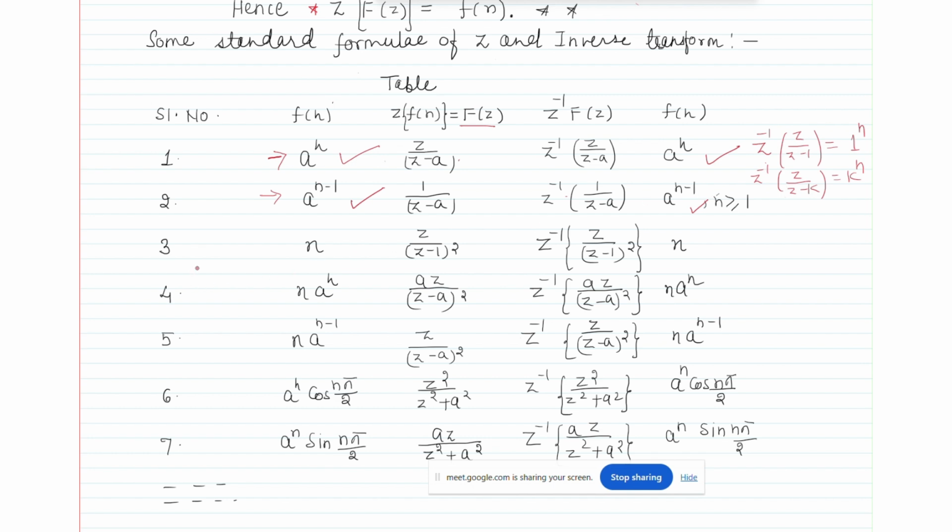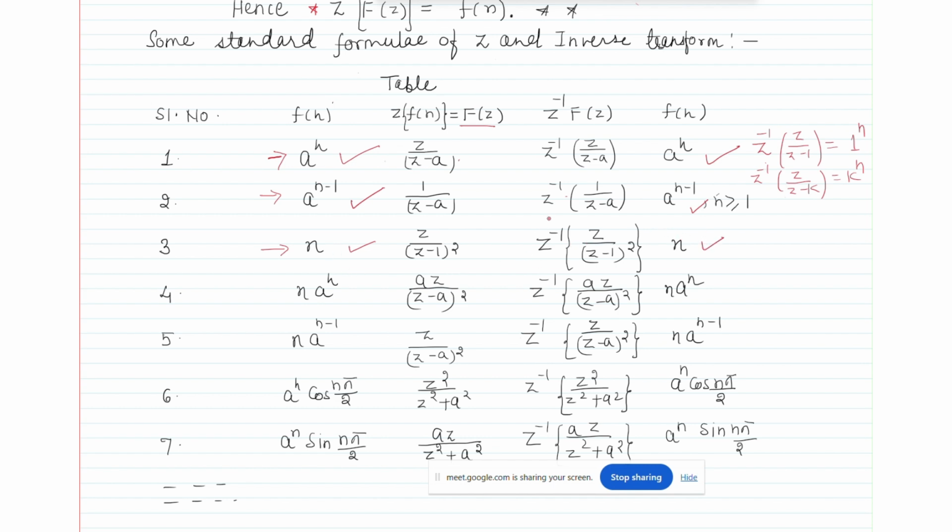Now, the third formula we know of the Z transform. If the function f of n is n and we want to write its Z transform, the Z transform of this function is Z upon Z minus 1 the whole square. And if you put Z inverse here, that is, you want to find the Z inverse of it, you will get again n.